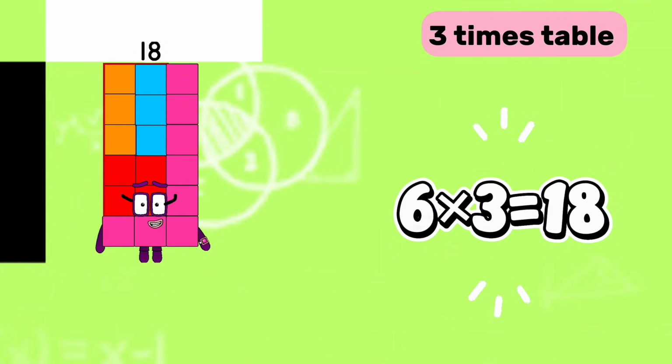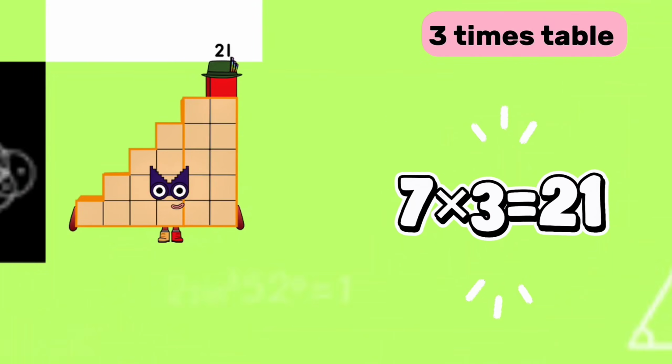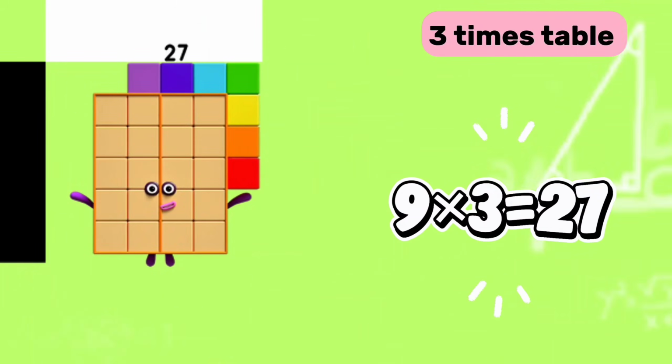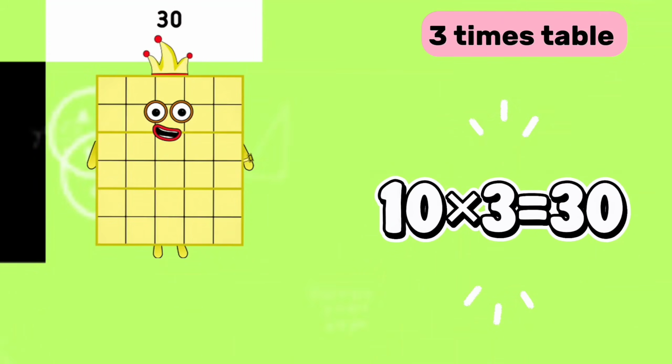6 times 3 is 18. 7 times 3 is 21. 8 times 3 is 24. 9 times 3 is 27. 10 times 3 is 30.